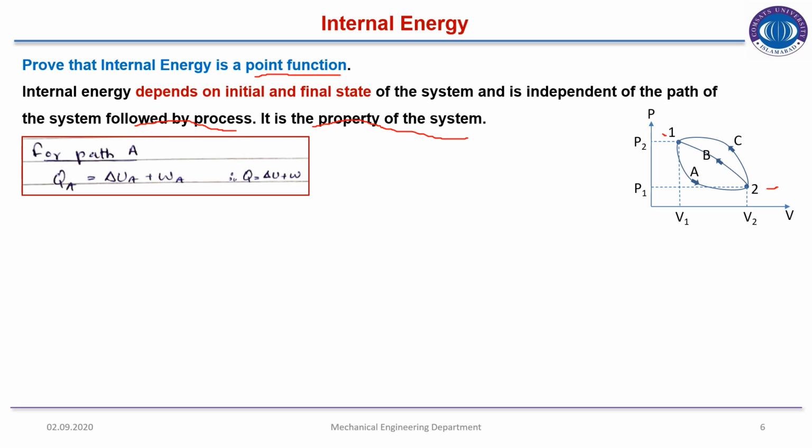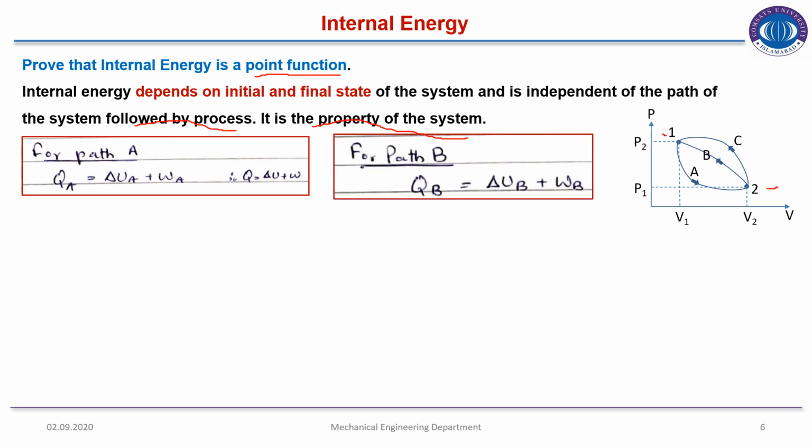So for path A, from the first law of thermodynamics, QA is equal to the change in internal energy in path A plus work done during path A. QA is equal to del UA plus WA. And for path B, QB is equal to the change in internal energy for path B plus the work done for path B, WB.